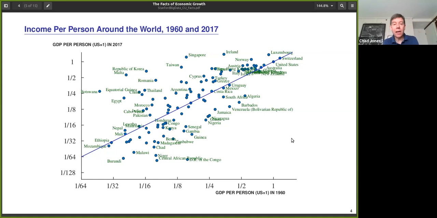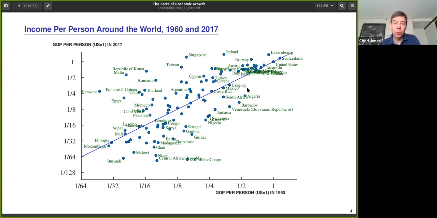Here's another graph that shows similar data, just differently. On the horizontal axis is GDP per person in 1960. On the vertical axis is GDP per person in 2017. Right, and so you can see a bunch of interesting things in this graph.